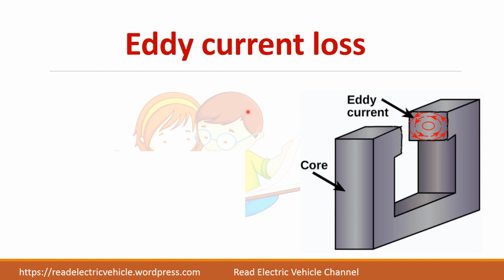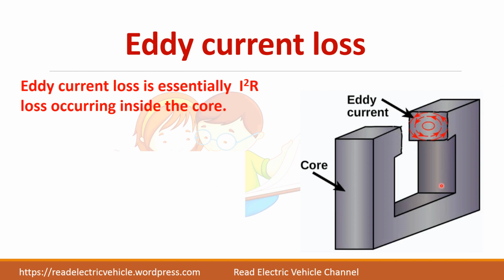Next we have eddy current loss. Actually, in the core we have windings and we are passing alternating current to the winding. Due to that, EMF will be induced. Due to that induced EMF, there is a current induced in the core itself. That is called eddy current. So it is not going to contribute to any useful work, rather it heats the core. So it is essentially an I square R loss occurring inside the core.